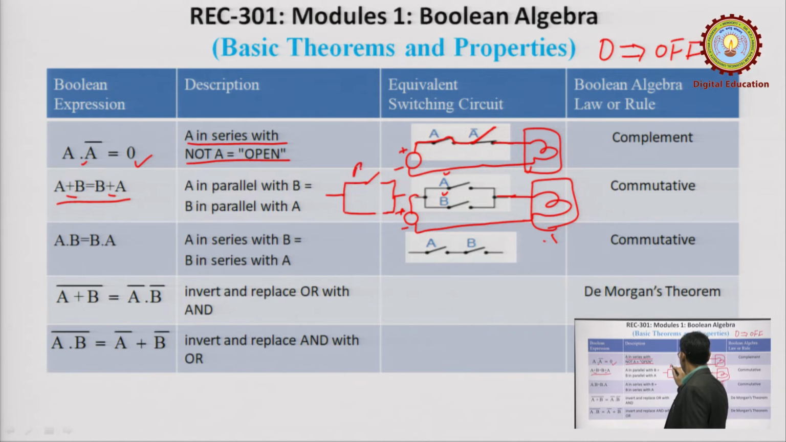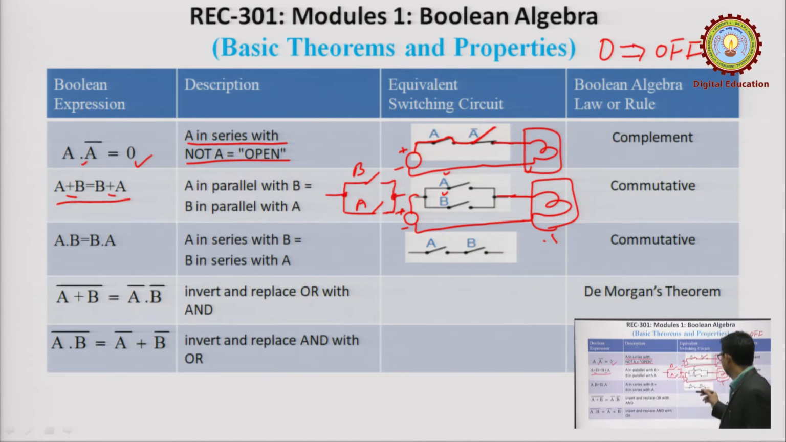This is B, this is A. Still both are connected in parallel. Okay. So, let us check the statement. If I am saying A is equal to high, it means A is closed while B is open. Okay. So, what will happen?